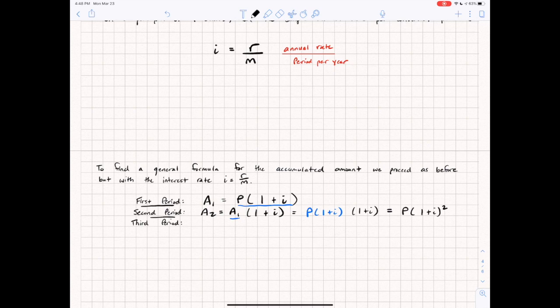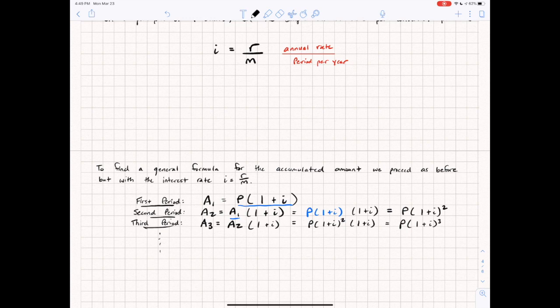Something similar from before. If I follow this and do the third period, compound interest tells me that this is going to take the money we made in A2 and multiply this by 1 plus i. Well, A2 was P times 1 plus i squared. I'm going to multiply this by an extra 1 plus i. And so after the third period, the amount of money that's accumulated is P times 1 plus i to the third power.